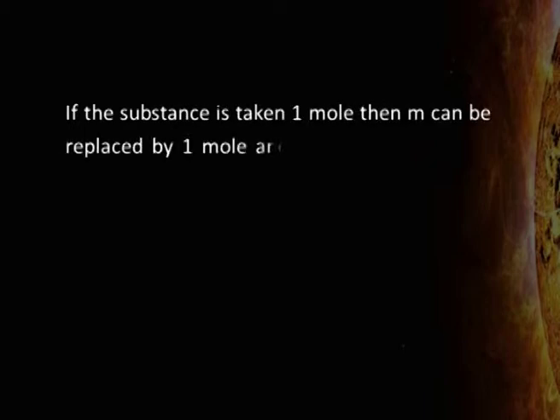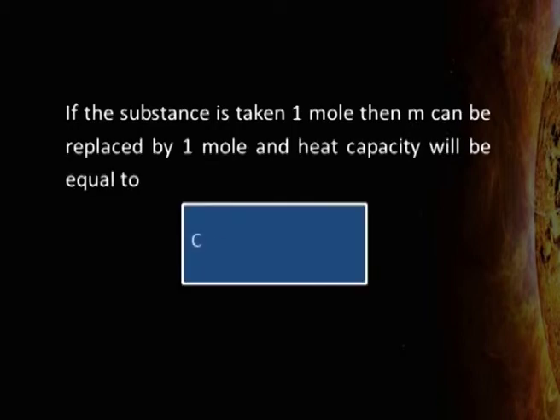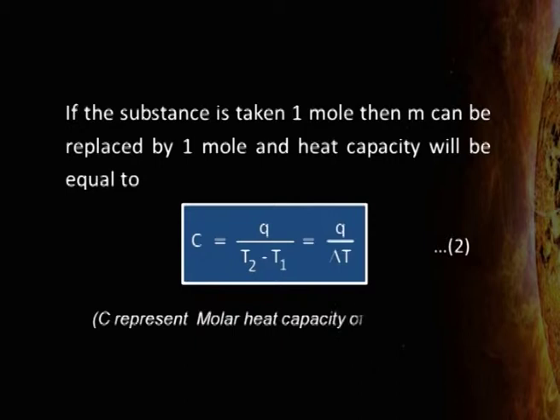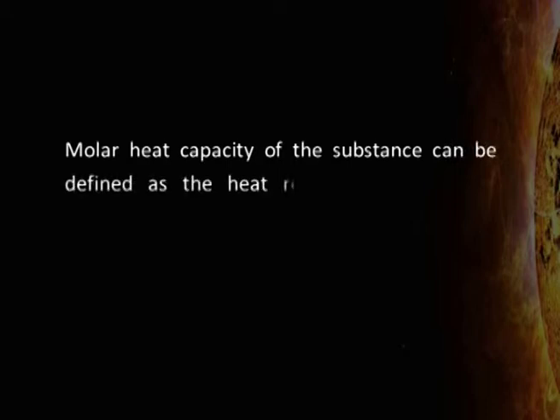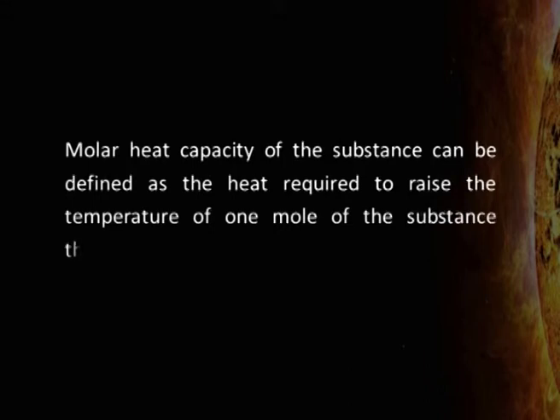If the substance is taken as 1 mole, then M can be replaced by 1 mole and the heat capacity will be C equal to Q upon T2 minus T1. Here C represents the molar heat capacity of the substance. Molar heat capacity of a substance can be defined as the heat required to raise the temperature of 1 mole of the substance through 1 degree Celsius or 1 Kelvin.